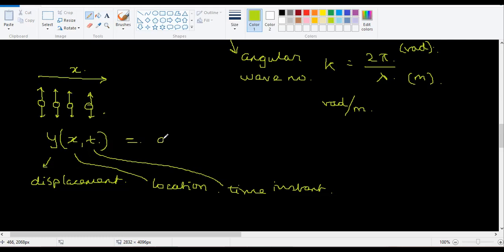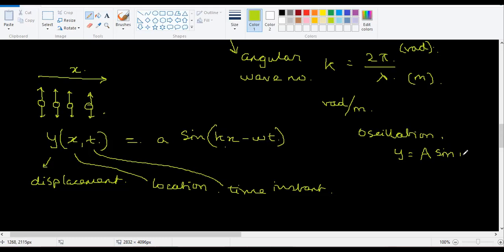So this will be written as sin(kx - omega t). Okay. So in oscillation, listen carefully, very important. In oscillation, we wrote it as y equals a sin(omega t). But now here you have an additional kx. Why? Can anyone tell me why you think you have this extra thing?